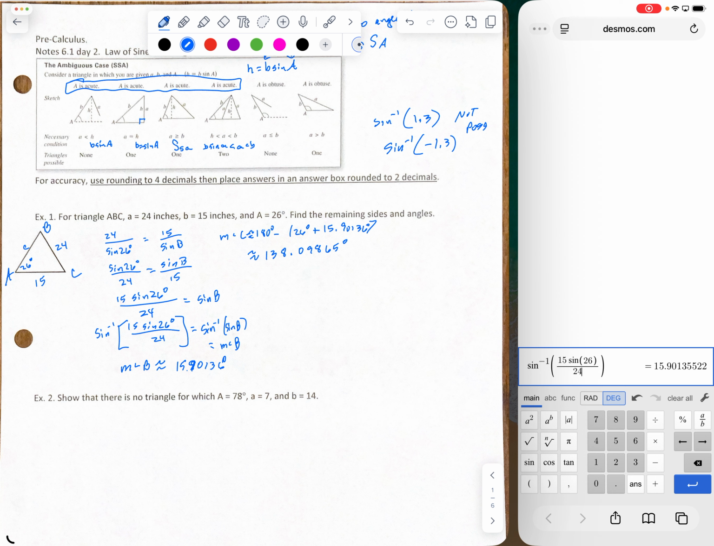All right, so for the next one, show that there's no triangle with this. So we have A, B, and C. And A is 78 degrees. This is 7, and this is 14.